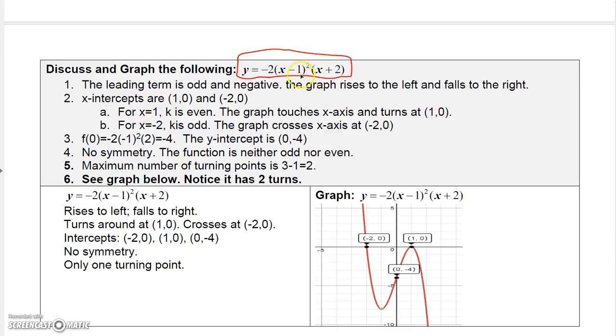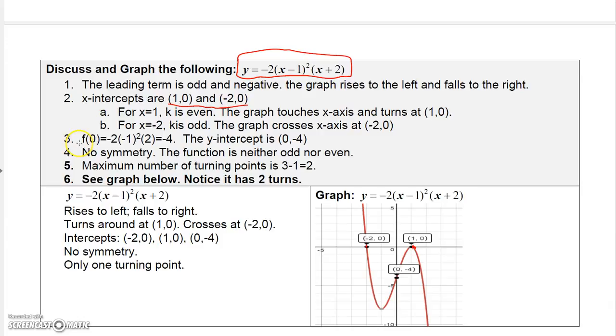Now the x-intercepts, you can easily get the x-intercepts here to be (1, 0) and (negative 2, 0). So you know down here that the graph crosses the x-axis there. But the (1, 0) has multiplicity 2, so it's just got to touch the axis and turn around, whereas the negative 2 has multiplicity 1, so it's going to cross. So you can see down here it crosses, and then at 1 it touches and turns around.